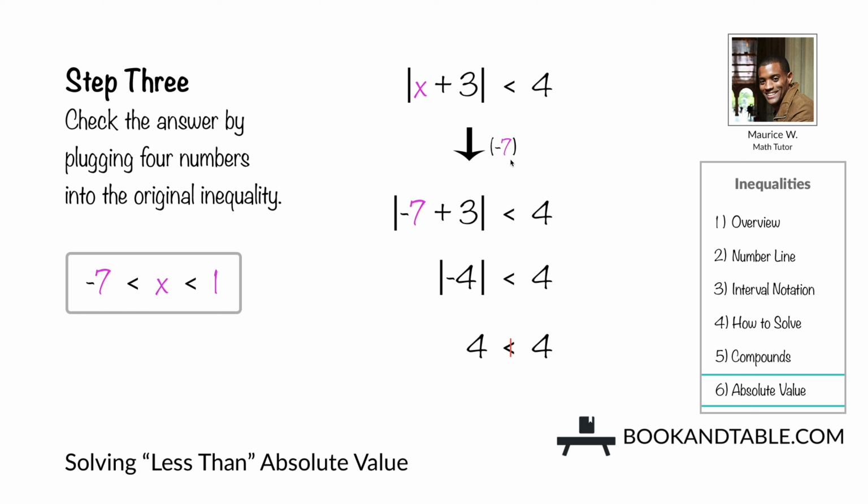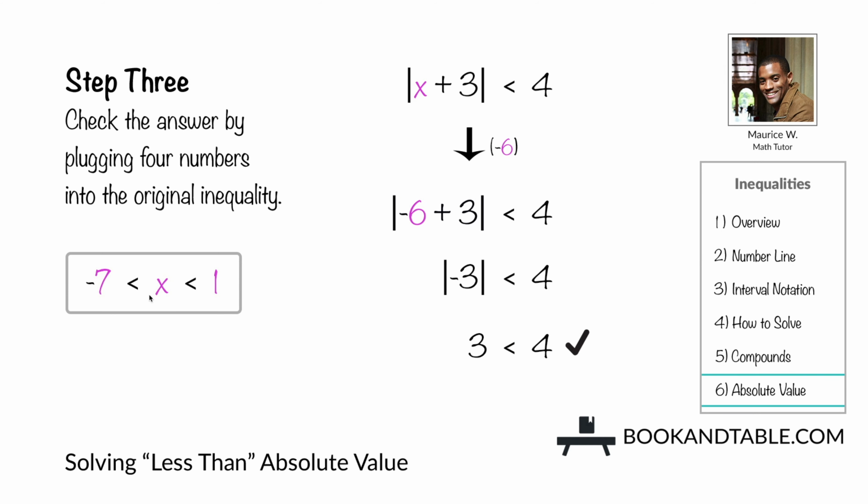So when we plug in -7 for x, that gives us -7 plus 3, which is -4. The absolute value of -4 is 4. Giving us the inequality 4 is less than 4, which is not true. So -7 did not work, which we were expecting.